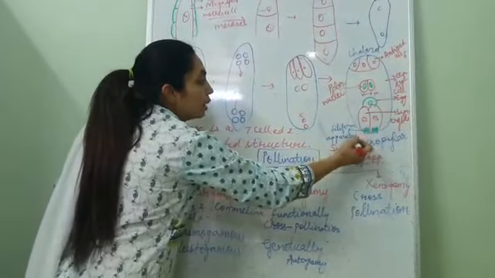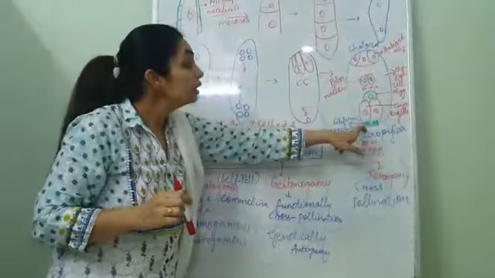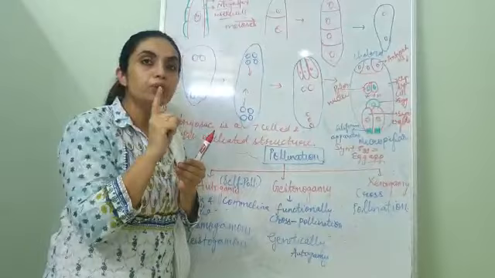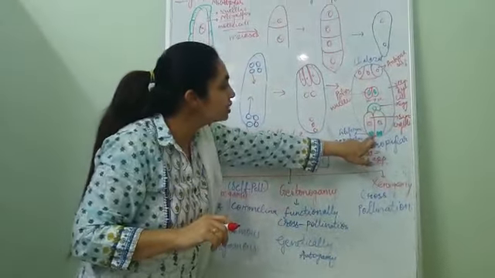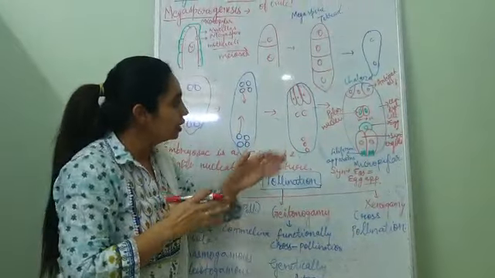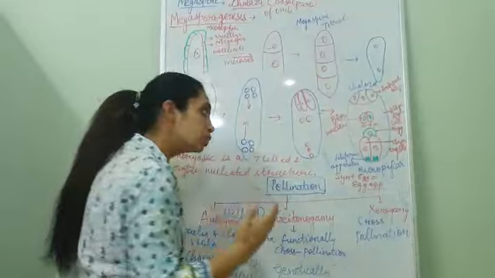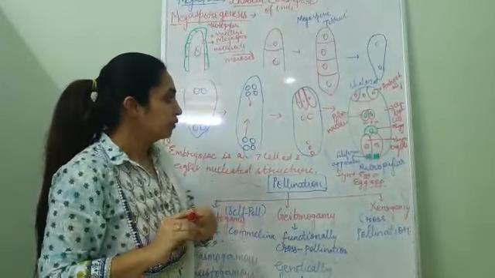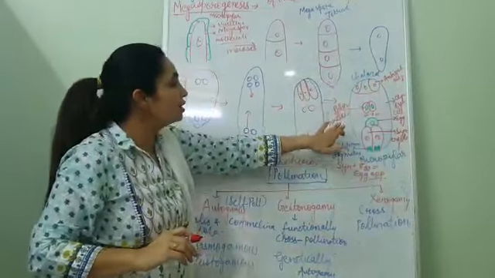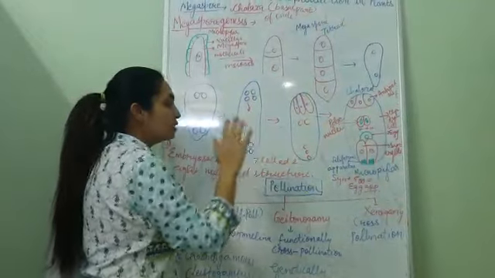Here the filiform apparatus is present in the synergids to guide the entry of the pollen tube, because the pollen tube is going to enter from the micropylar end. These are finger-like structures which guide the pollen tube towards the egg cell. The whole structure is known as the megaspore.